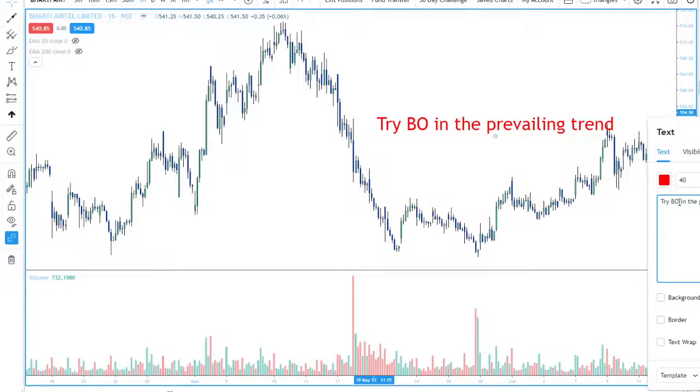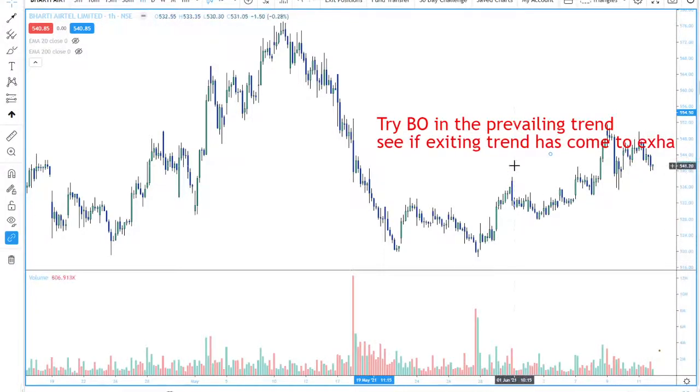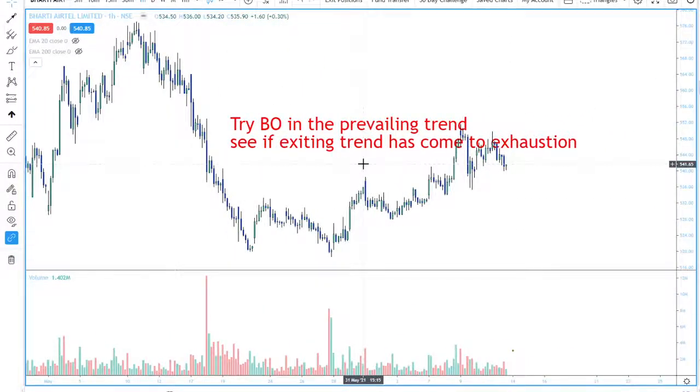The other one is, if you really want to go against the prevailing trend, see if the existing trend has come to exhaustion, that it is about to close its existing trend. See if that has happened. If any of these situations apply, then you can go against the existing trend. Otherwise, I would prefer going with the prevailing trend if you think there is still some room left to continue in the direction of the trend.